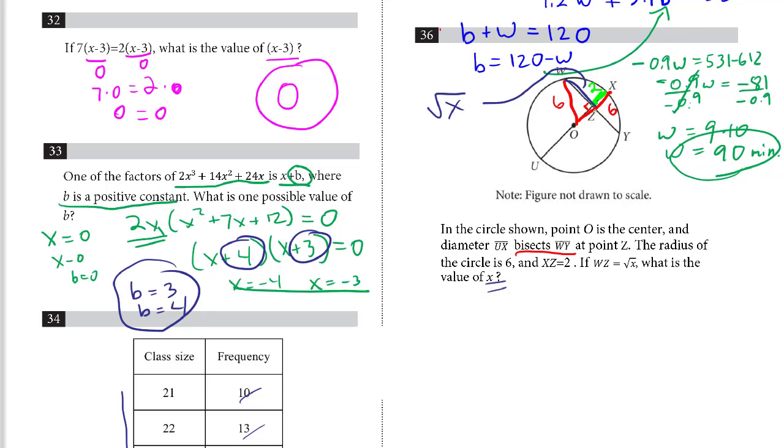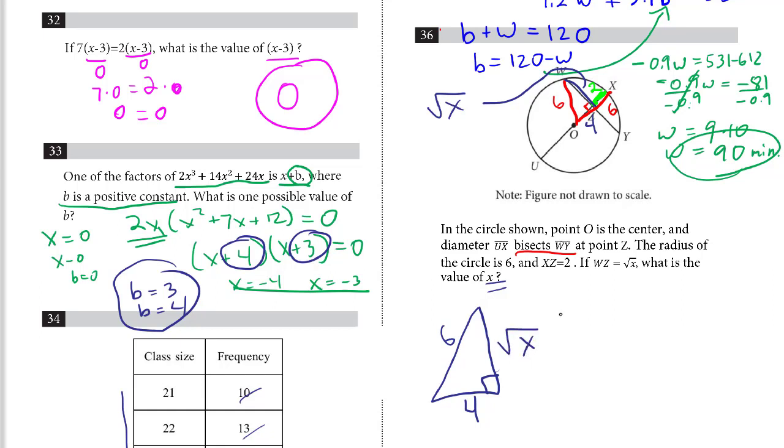So now we've got a right triangle. We're going to try and solve this. So if I know my radius here is 6 from OX and ZX is 2, that means my OZ is going to be 4. So let's write this out as a separate triangle. We can visualize a little more easily here. It's a right triangle, and I've got a base of 4, a hypotenuse of 6, and an altitude of the square root of x. I need to solve for x.